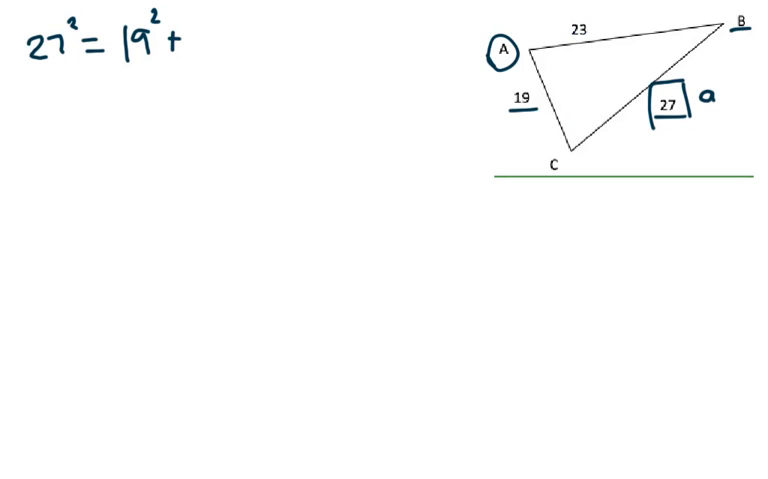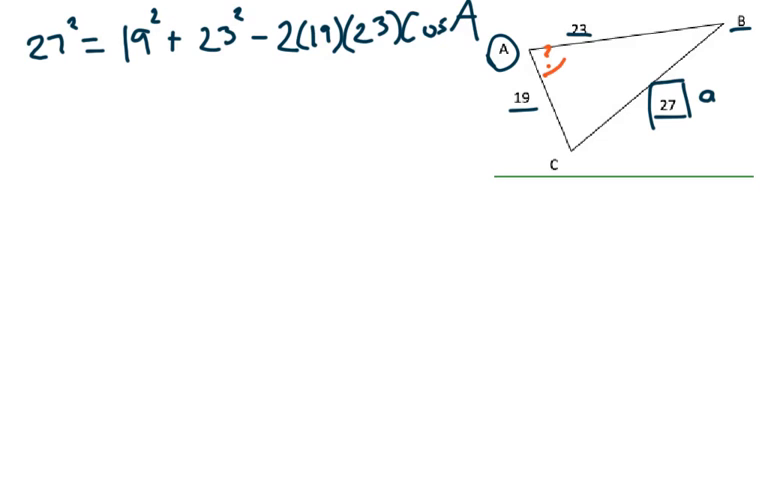So that's 23 squared minus 2 times 19 times 23 times the cosine of big A, because we don't know what big A is, right? That's what we're trying to find. We're trying to find that angle right there.